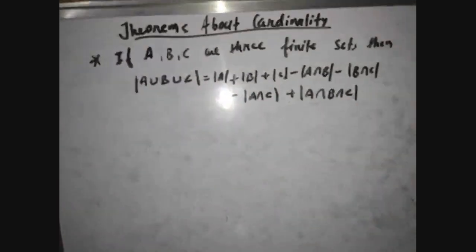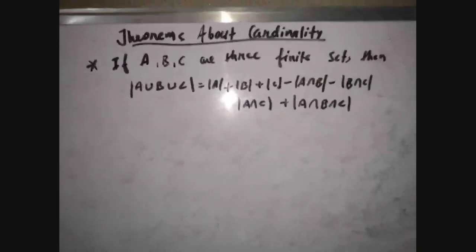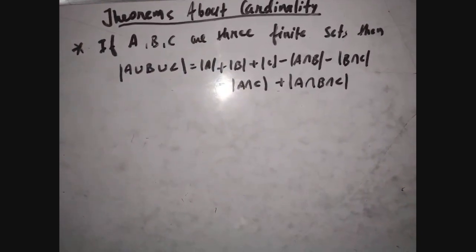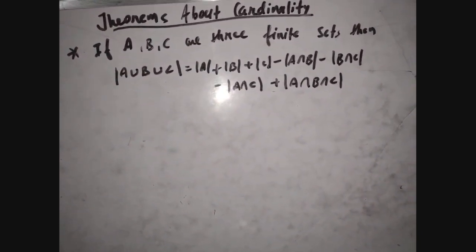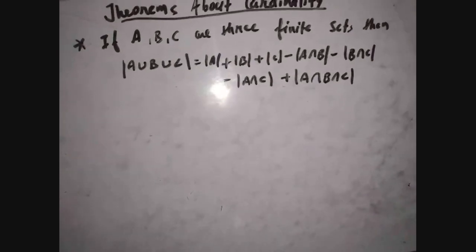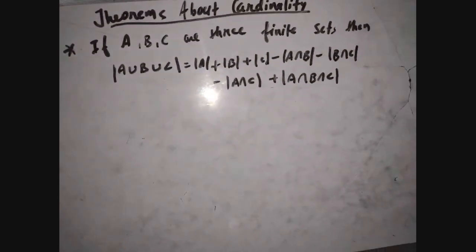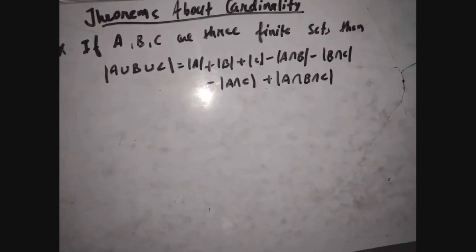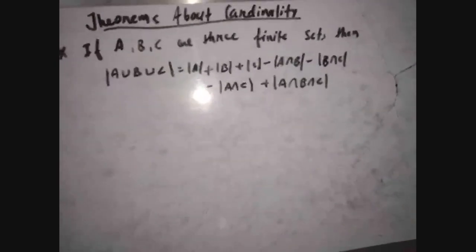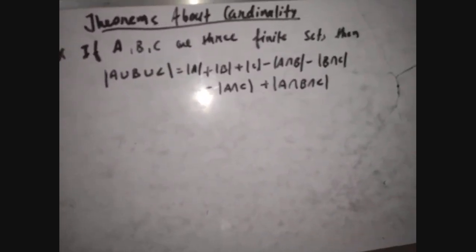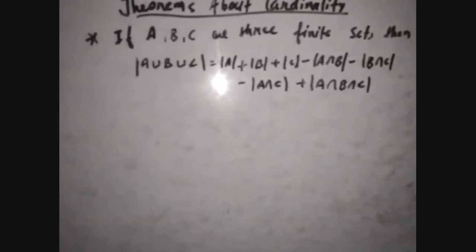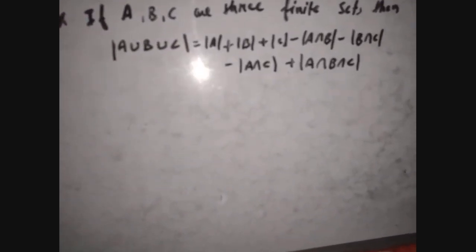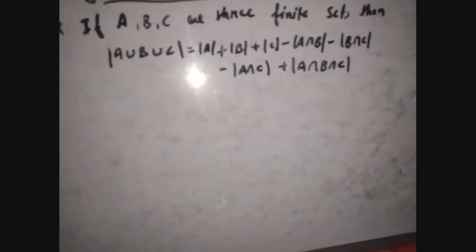Now let's talk about cardinality of 3 sets. If A, B and C are 3 finite sets, then cardinality of A union B union C equals cardinality of A plus cardinality of B plus cardinality of C minus cardinality of A intersection B minus cardinality of B intersection C minus cardinality of A intersection C plus cardinality of A intersection B intersection C. Now this is kind of a poetry I'm reciting to you, but now let's prove it. We can actually prove it.